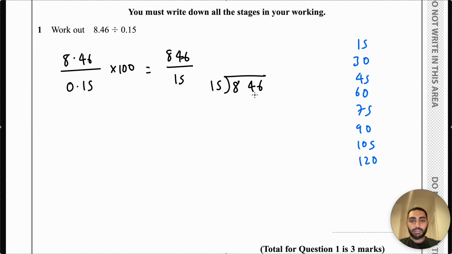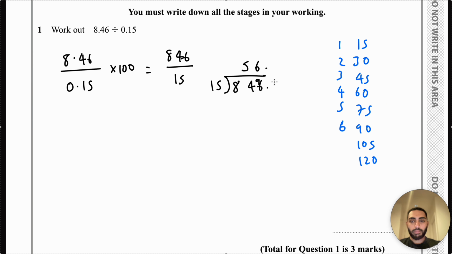15s don't go into 8, but they go into 84. So I'm going to use my times tables to help me with that. So it's 1, 2, 3, 4, 5. That'd be too much, so it's going to be 5 with 9 remaining. Put 5 here with 9 remaining. I need how many 15s go into 96? So I count 1, 2, 3, 4, 5, and that would be 6 with a remainder of 6.